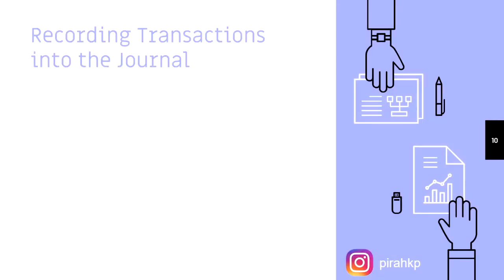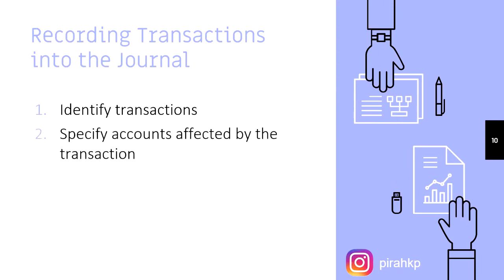Now this is a process through which you record your transaction into the journal. Identify transactions. Once a transaction is given, it's very important for you to understand it and to identify it. Specify accounts affected by the transaction. You have to write what accounts are being affected by this transaction. Let's continue that pen example. I said you bought a pen for 10 rupees. Now you know what's happening there. You are buying a pen for 10 rupees. Alright, that's your identify transactions.